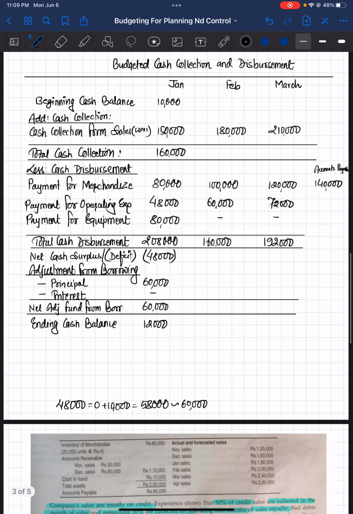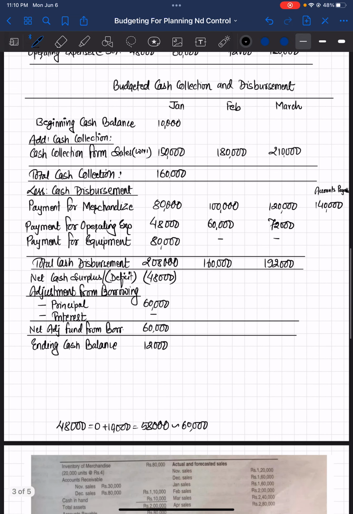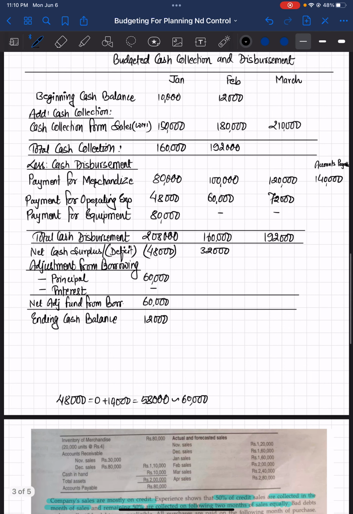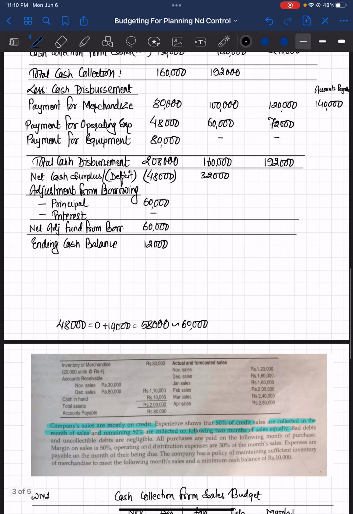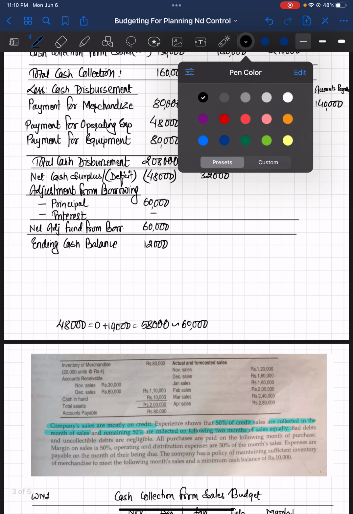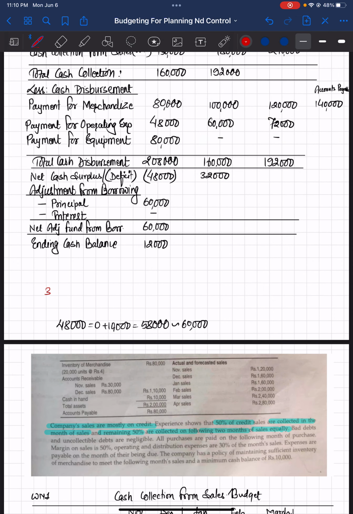And as we know, the ending balance for the month of January would be the beginning balance of the month of February. So in the month of February, we're going to have this amount. This is 192,000. And if we deduct this cash outflow, we'll have the 32,000 of positive cash balance. So if you see, we have this 32,000 of cash balance.